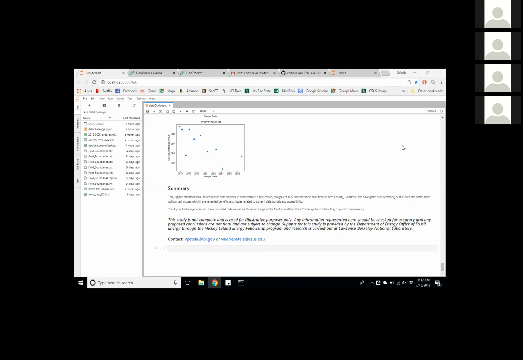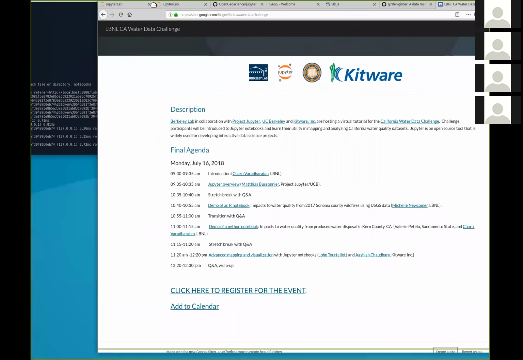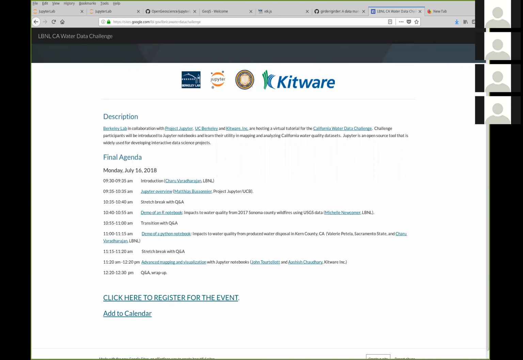Great, thanks. We will move on to the next presentation now. What we have next is Kitware, with John Turnelet and Ashish Chowdhury. They are going to be presenting how to use this example that Valerie just presented on oil and gas produced water disposal, but they took our base map and made it more interactive. They have a really neat demonstration for you with their tool called GeoNotebooks that can be used to do more of this interactive analysis. It's a different way of doing it from what Michelle showed earlier.